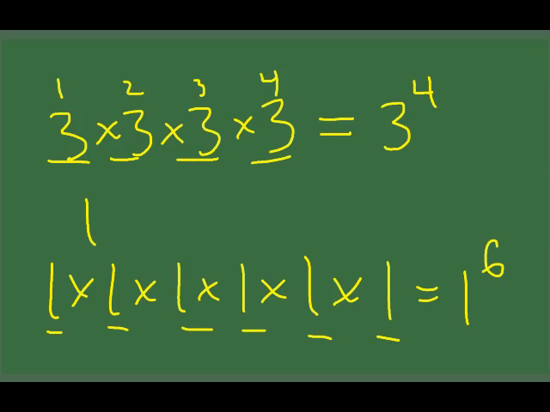In fact, 1 to the 20th is still going to be 1, right? 1 times 1 times 1 times 1. 1 to the 100th. All of those are still going to be 1 as I multiply it over and over and over. Okay?